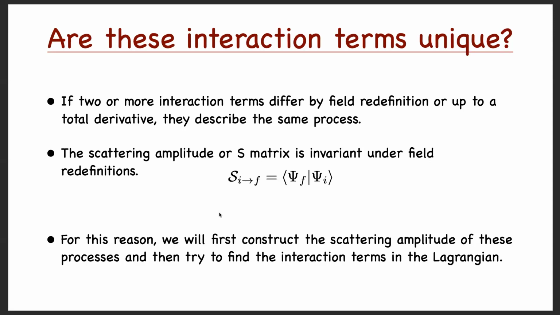So these two terms, which are basically related by some field redefinition or total derivative, describe the same process. They will represent the same scattering process. That's why we first want to look at the scattering process, and then we will use that to construct the Lagrangian. And if someone comes with a different type of Lagrangian, you expect the same, I mean, basically the two things are the same.